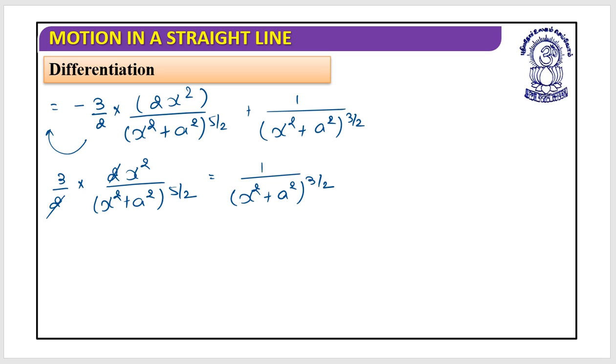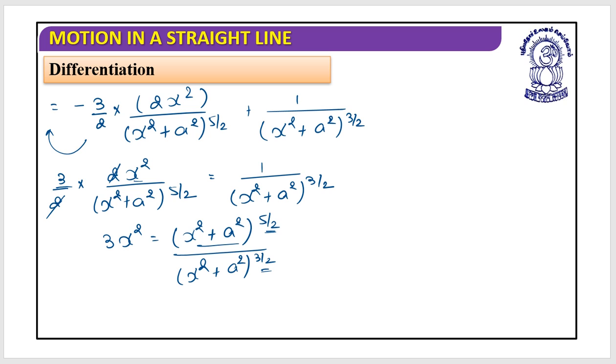So here the data is 3x square, which is equal to (x square plus a square) to the power 5 by 2 divided by (x square plus a square) to the power 3 by 2. Here this is 5 by 2, here this is 3 by 2. Their bases are the same, x square plus a square, so their powers would be subtracted. When I subtract the powers, let's have a look: it's 5 by 2 minus 3 by 2. So what would be the answer?